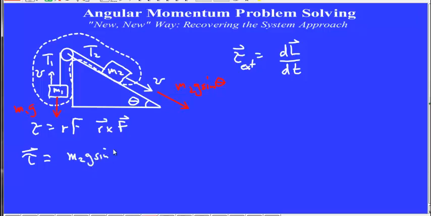m2g sine theta, right, times r, right, r being the radius of the pulley, minus m1g r, right? So we should write in here that we're considering that it has a moment of inertia I and a radius r. Okay, so that's the torque. So let's take a look at the total angular momentum of this system of 3 objects.